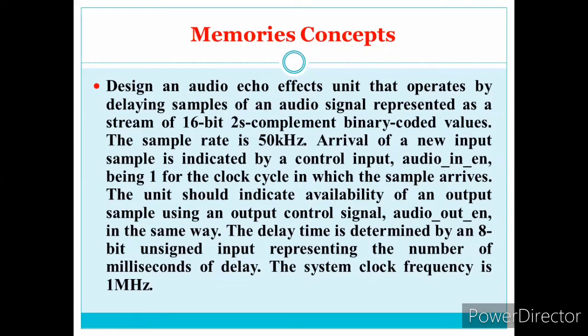Arrival of a new input sample is indicated by a control input, audio_in_enable, being 1 for the clock cycle in which the sample arrives. So when enable is active, it indicates a new sample is coming. The unit should indicate availability of the output samples using an output control signal. Once the output is available, it should be indicated by the output control signal, audio_output_enable, in the same way as the input.